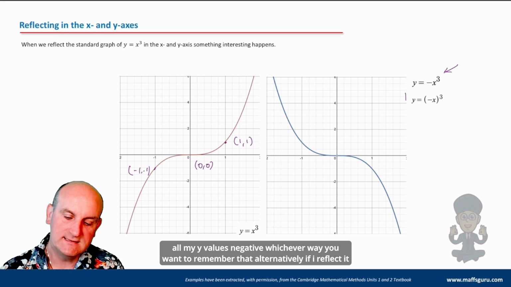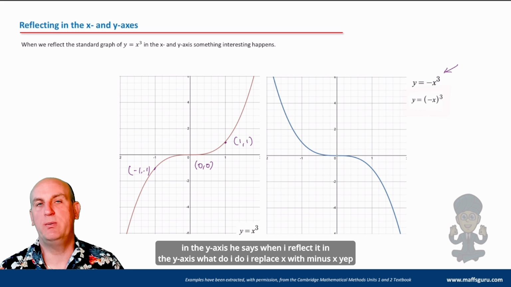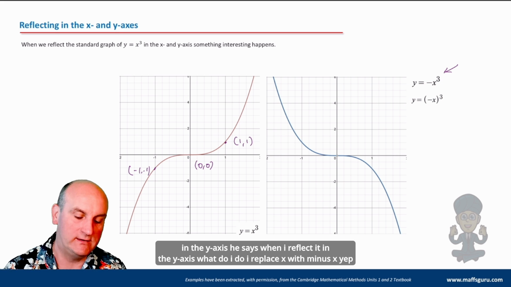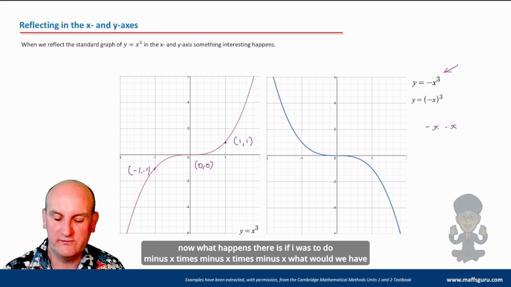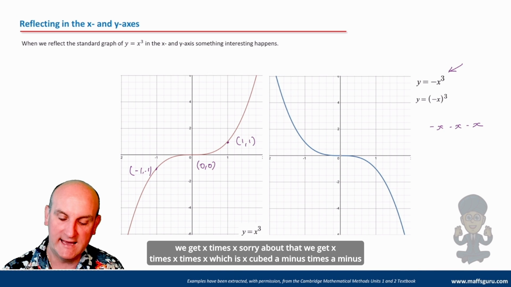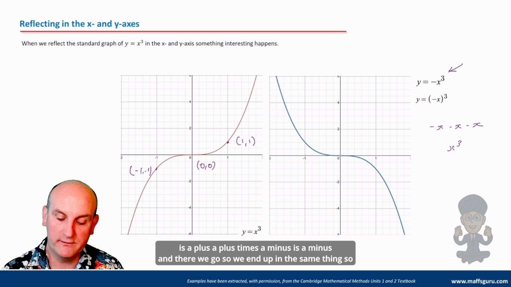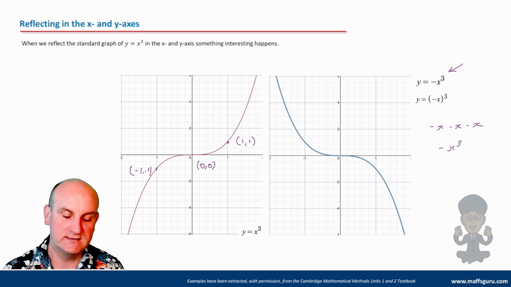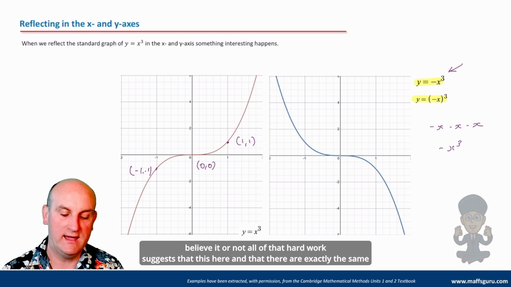Alternatively, when I reflect it in the y-axis, what do I do? I replace x with minus x. Yep. Now, what happens there is if I was to do minus x times minus x times minus x, what would we have? We get x times x times x, which is x cubed. A minus times a minus is a plus. A plus times a minus is a minus. And there we go. So we end up in the same thing. So believe it or not, all of that hard work suggests that this here and that there are exactly the same.